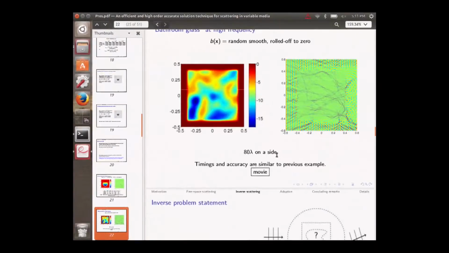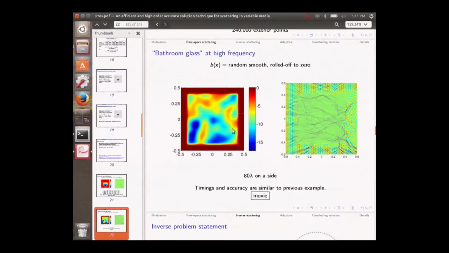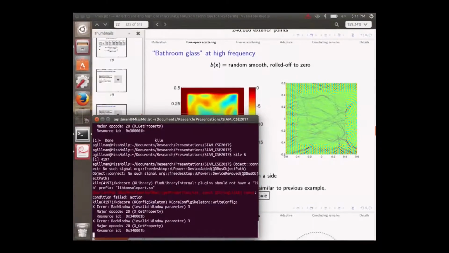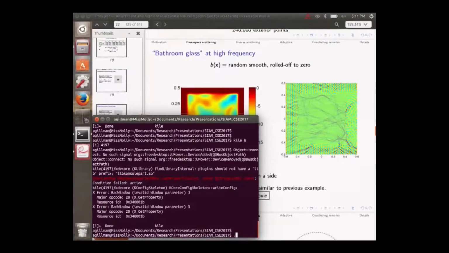So the more fun movie that really illustrates the robustness of the algorithm is this, we call it the bathroom glass. It simulates dielectric gas, and it's 80 wavelengths across. And this is a plot of the total field, but you'll see that in a second. So if you have epilepsy, please don't look. I'm not being funny.